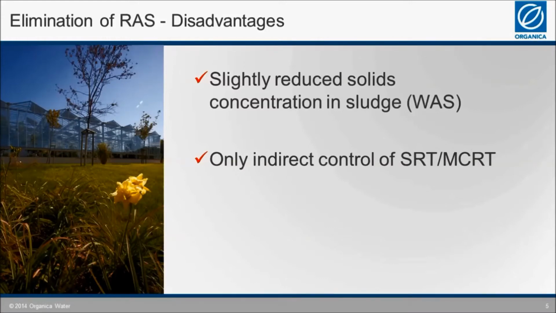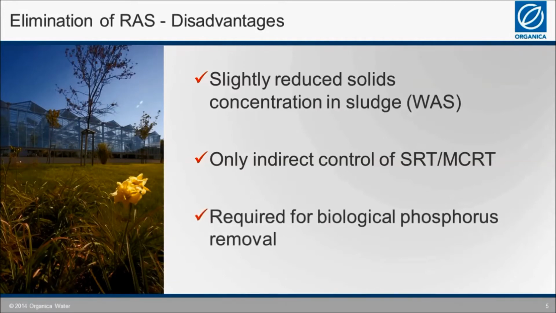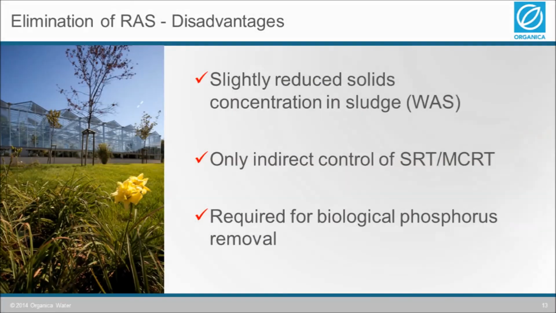your sludge wasting rate. And then lastly, the suspended growth organisms that are commonly included in the RAS would be required for a facility to do biological phosphorus removal, which requires the organisms to circulate between anaerobic and aerobic conditions. But on the whole, while the FCR is capable of using mixed liquor with RAS, the advantages of not using it greatly outweigh the disadvantages in most applications.